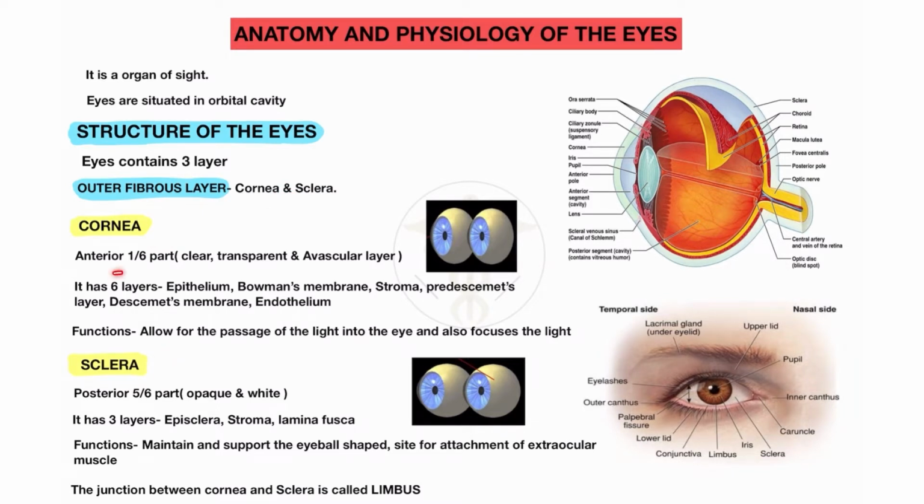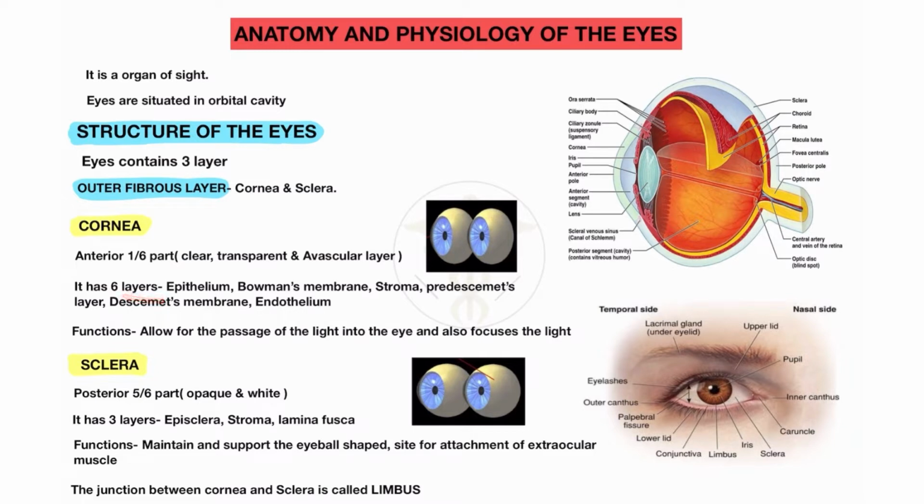The cornea is the anterior 1/6 part of the eye. Here you will see the cornea. In an image you may not identify how the cornea appears. This is the cornea, not the bluish or black part. Please see this image. It is a transparent whitish layer, transparent with a glass-like appearance. It is an avascular layer. It is called the cornea. It covers only the anterior 1/6 of the eye.